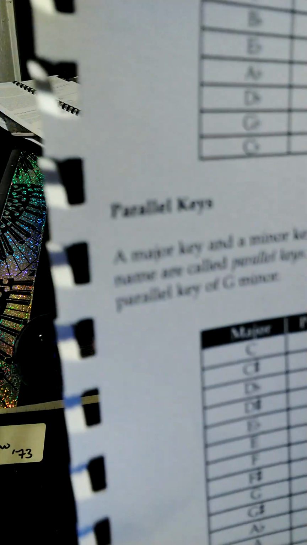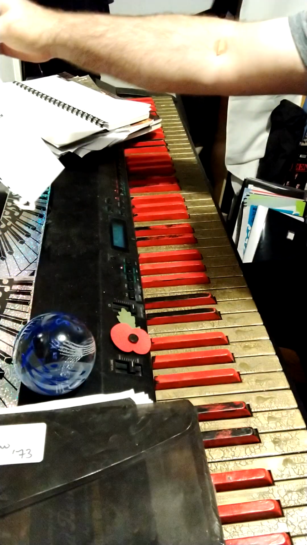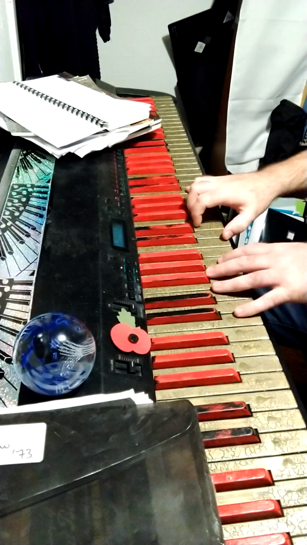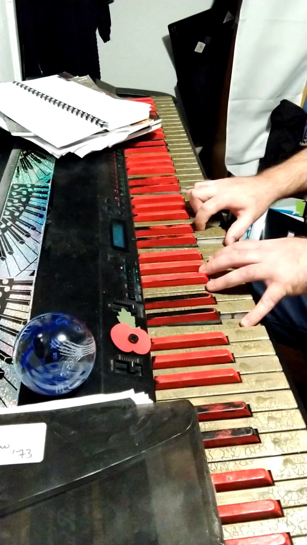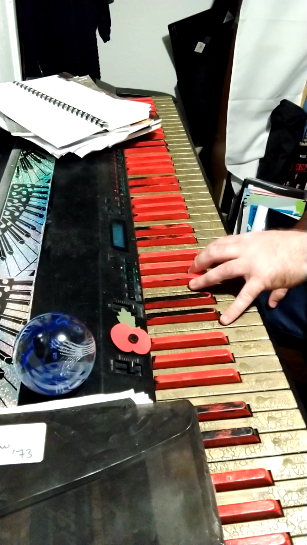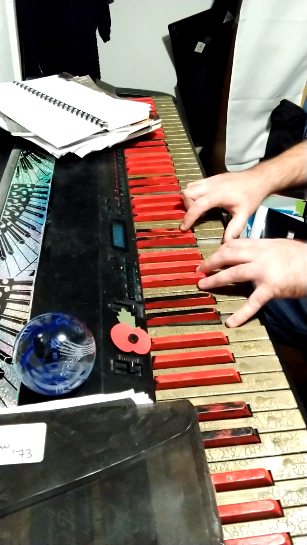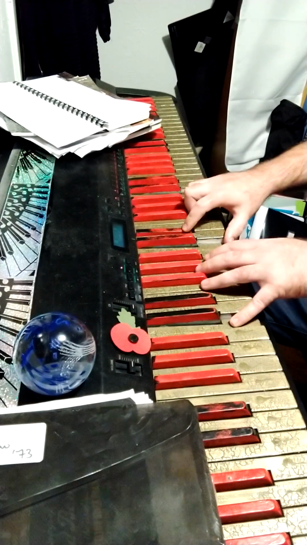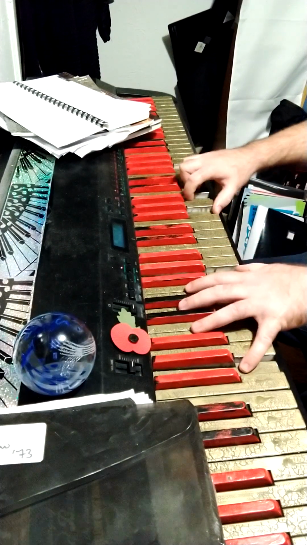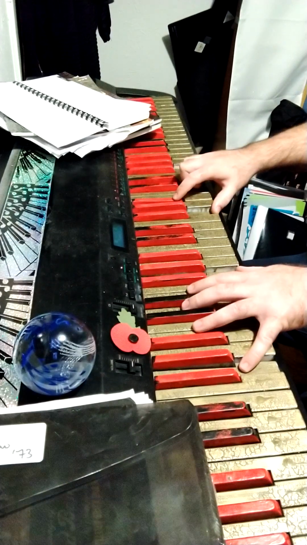It's something called a parallel key, and it says a major key and a minor key that have the same letter name, C major and C minor, are called parallel keys. For example, G major is the parallel key of G minor.